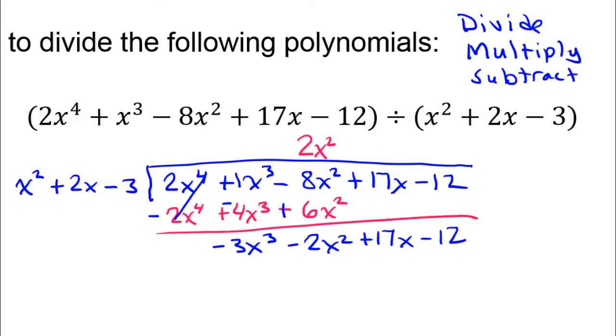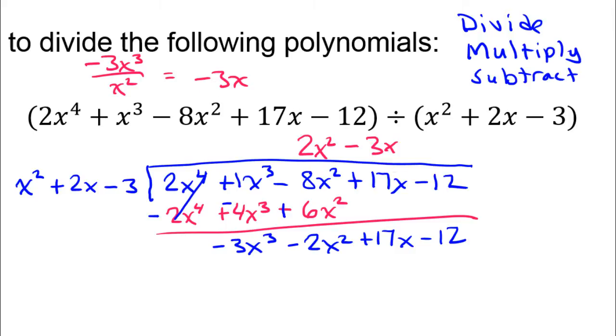Okay, so now I'm looking at, again, the lead term. So I'm thinking negative 3x to the 3rd power divided by x squared. That would be negative 3x, right? The negative 3 wouldn't go anywhere, and x to the 3rd power divided by x squared is x. So negative 3x, so I'll put that up top.